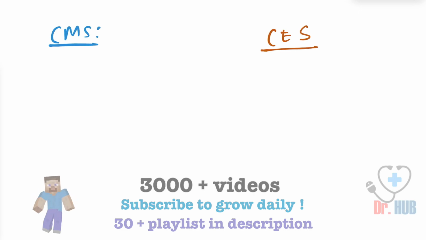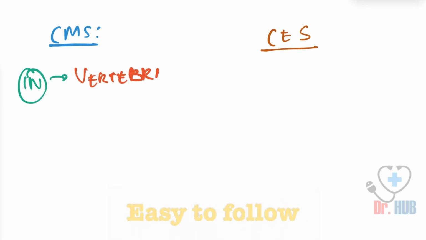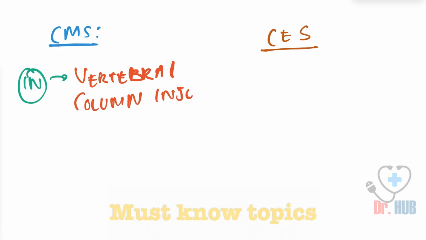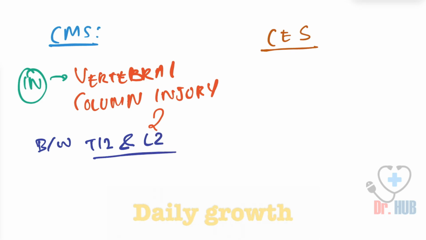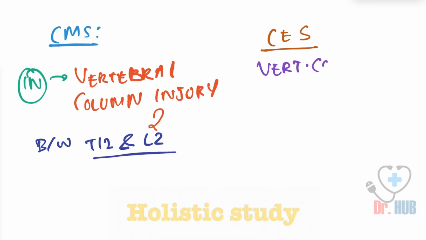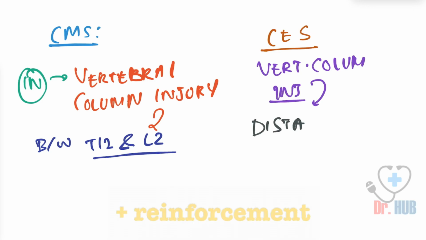In case of CMS, what about the injury? In CMS, the injury is to the vertebral column, between T12 and L2. Next, when we see CES, cauda equina syndrome, the vertebral column injury is distal to L2.